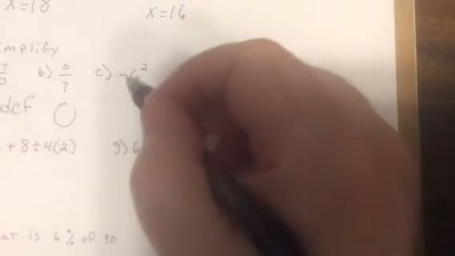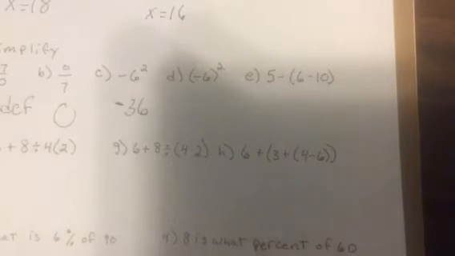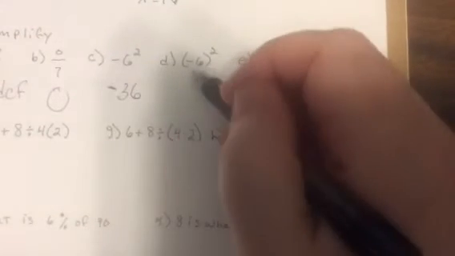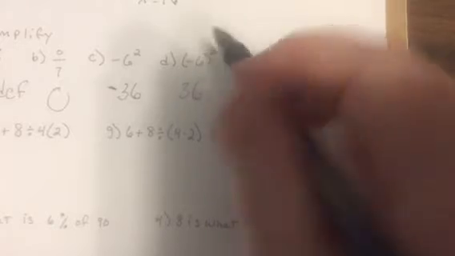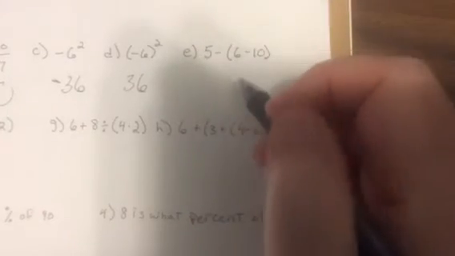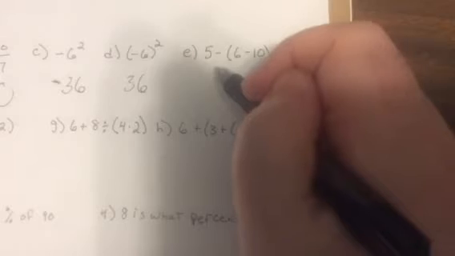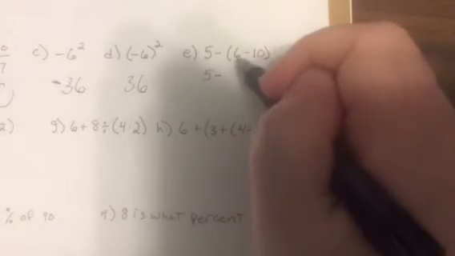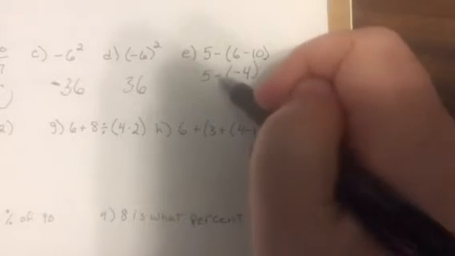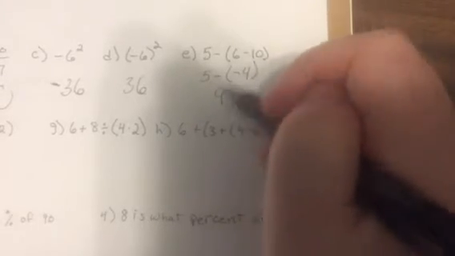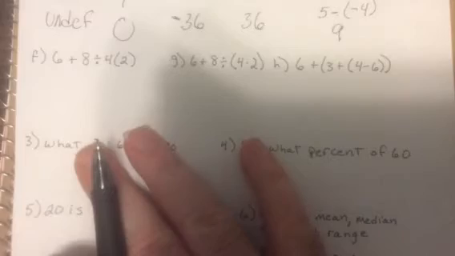Now, notice a negative, this is the opposite of 6 squared. So the negative is not affected by the square, so it's a negative 36. This is negative squared is positive. 6 squared is 36. Now, this is the order of operations. We'll have a few of those. I have to do minus last, grouping first. 6 minus 10 is minus 4. And minus minus is plus. So the answer is 9.